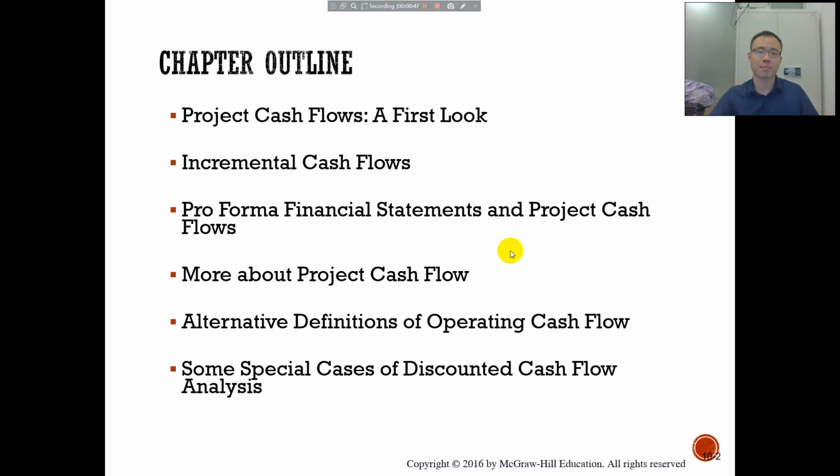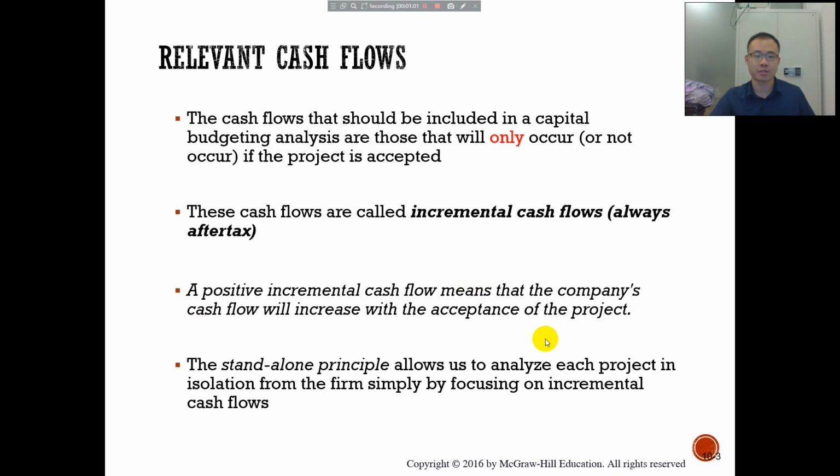We will first talk about the project cash flows, and then the pro forma financial statements. Then we talk about the operating cash flow and the valuation of the project.